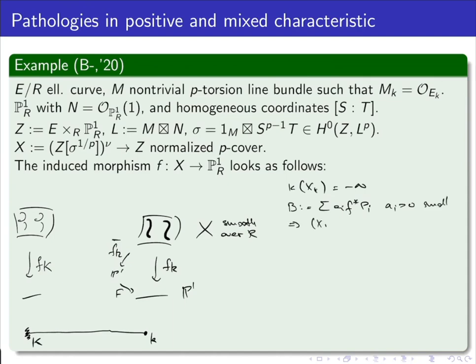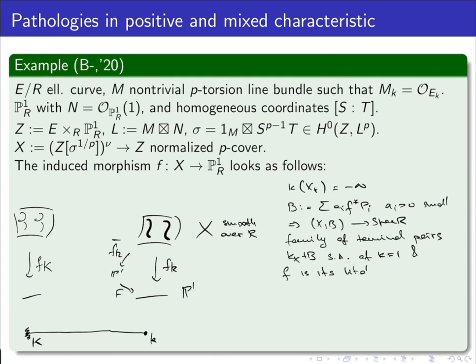Then if you consider this family, (X, B) over spec R, this is now a family of terminal pairs. K_X plus B is semi-ample of Kodaira dimension equal to 1, and F is its Iitaka fibration. So, in particular, by the lemma that we proved a moment ago, asymptotic invariance of plurigenera here fails.